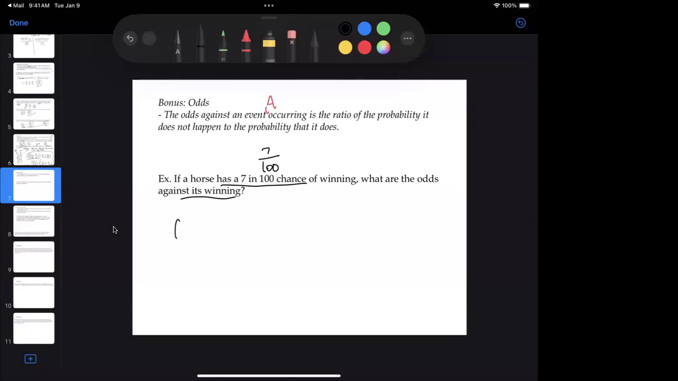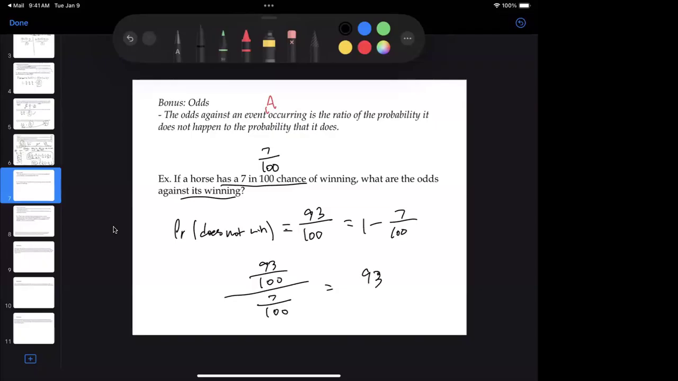So the probability it does not happen, so does not win, is equal to 93 over 100, right? Because it's 1 minus 7 over 100. And then the probability that it does happen is 7 over 100. So to find the odds, we do 93 over 100 over 7 over 100, which gives a 93 to 7 odds. So higher odds are not good. Higher odds are not beneficial to something happening.